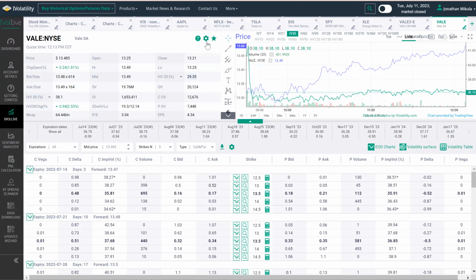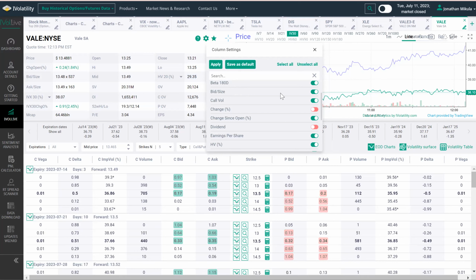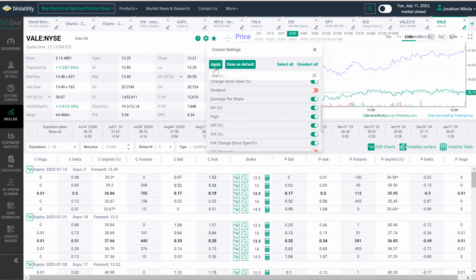And then we also can add different fundamental criteria here. So if you're a fundamental trader, some of us are fundamental, some of us are technicals. I'm both. I'm 50% fundamental, 50% technical. So you could come in here and you can just add the different criteria. Like if we want beta, how correlated is Vale to the S&P 500. We can have change percentage, we could have dividend information. If I hit apply, this will apply only to this tab. If I hit save as default, this will apply no matter how many tabs I pull up.